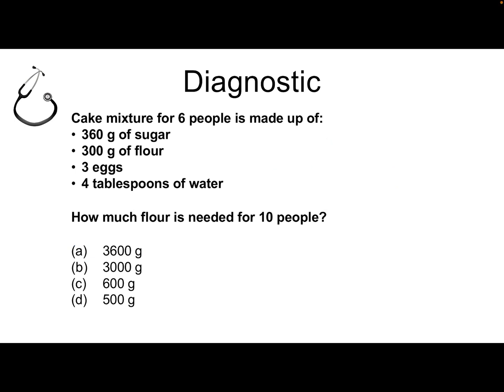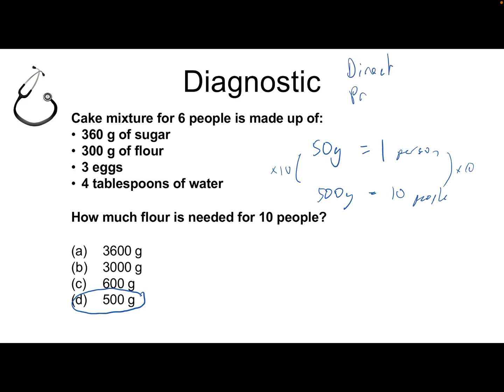Okay, what about this one? How much flour is needed for 10 people? Well, again, because we use that unitary method, it's very, very easy. So we're going to multiply by 10, multiply by 10. The answer is 500 grams will feed 10 people because it's all direct proportion. If I multiply one of the units by something, I have to multiply the other unit by the same thing. They're in direct proportion.